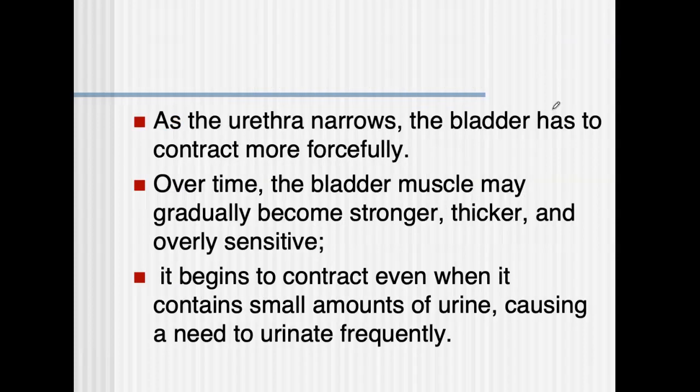So as the urethra narrows, now the bladder is going to have to contract more forcefully if it wants to get that fluid through there. So over time, the bladder muscle gets stronger. It gets stronger, it gets thicker because it's doing its work, and it becomes overly sensitive. And sometimes with that overly sensitive condition, it begins to contract even when there's very small amounts of urine in the bladder. And hence that leads to the increased frequency in urination.